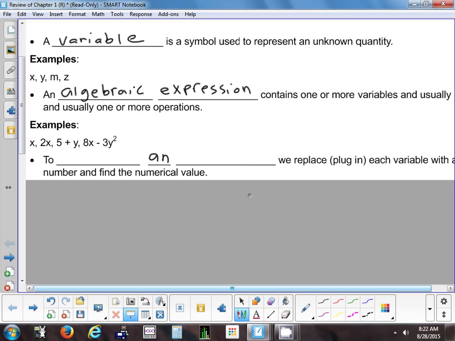Substitute is one of them, right? Okay, substitute. It's on the right track. You could use that word, but we use a little bit different word here. When you plug in a number for a letter and then you simplify it and get an answer, we call that evaluating, or evaluate. And what are we going to be evaluating? Some type of expression.